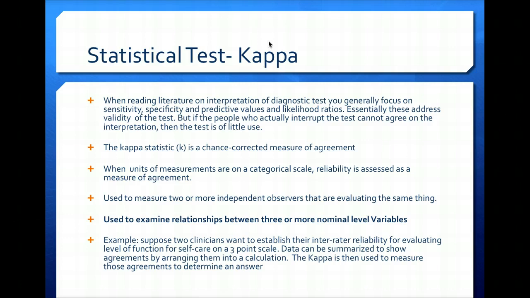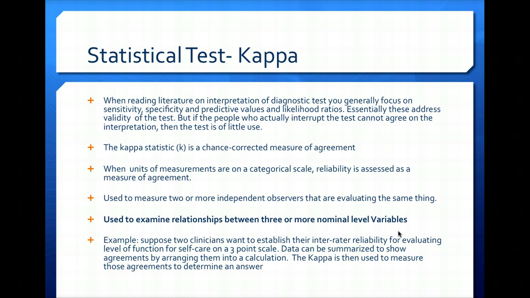So therefore, the kappa statistic, K, which is represented by a lowercase k, is a chance-corrected measurement agreement. It is used to measure two or more independent observers that are evaluating the same thing. And it is used to examine relationships between three or more nominal level variables.